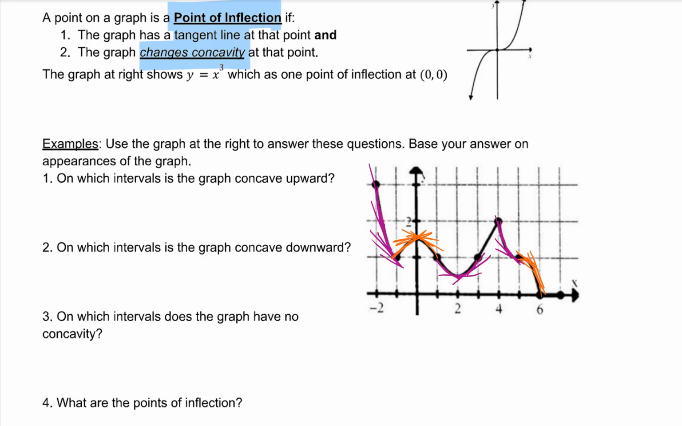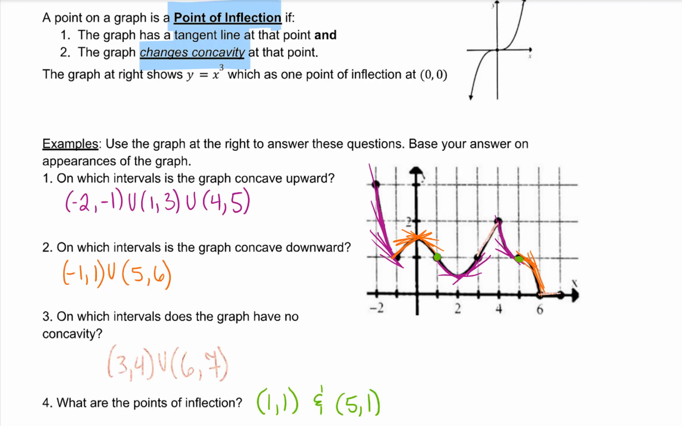Use this information to fill in your answers for 1 to 4, and then check to make sure they're correct. We only have 2 points of inflection. Here the concavity changes at the point -1, 1, but there is no tangent line because this is a sharp turn.